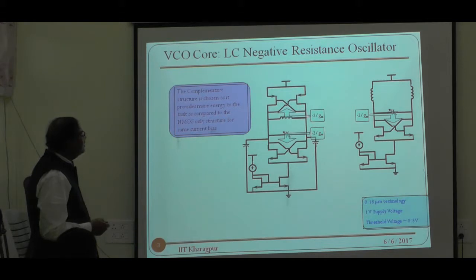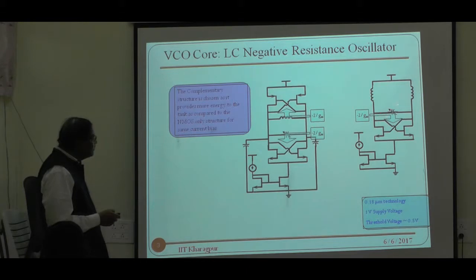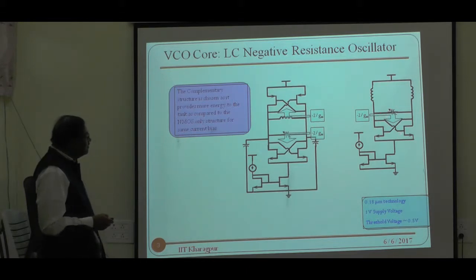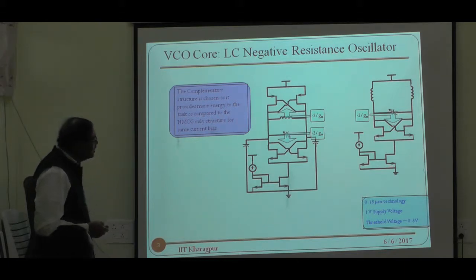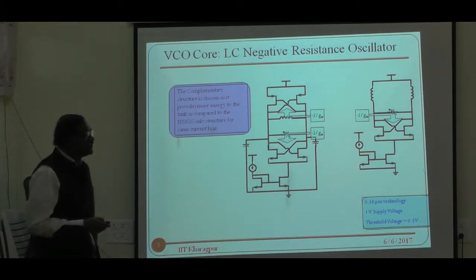So what can I do? I can now have GM by 2, and that will also suffice my condition for oscillations. Take an idea: suppose I have a pseudo CMOS, that is a simple cross-coupled device pair with a tank circuit and so on, which will be enough for my oscillations. And that will give an impedance of minus 2 by GM, which is a sufficient condition for starting the oscillations.